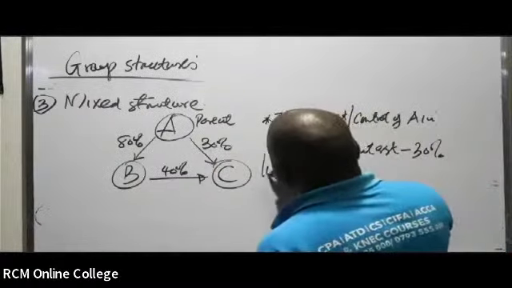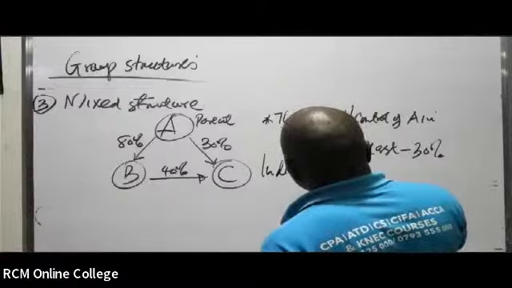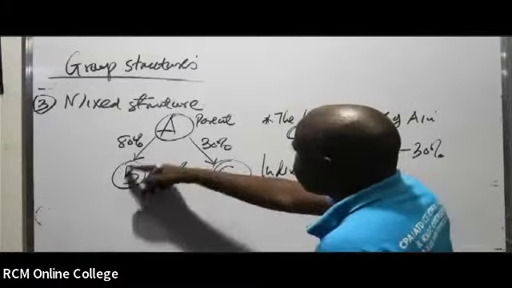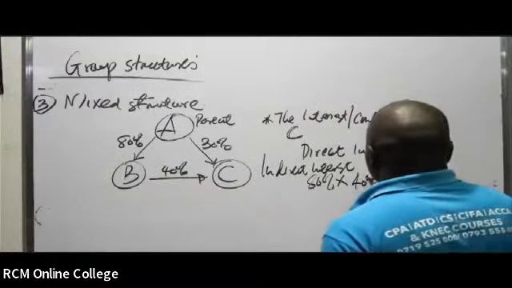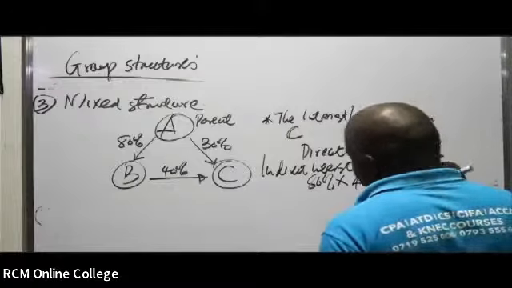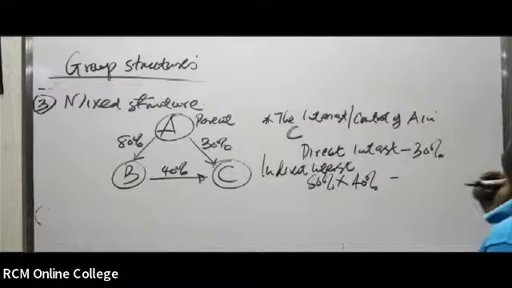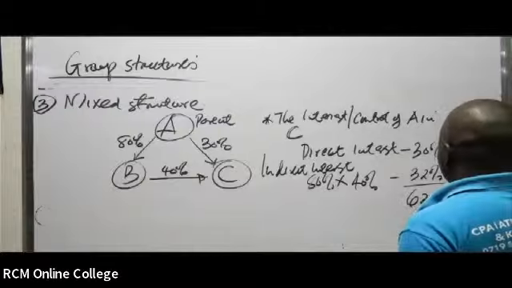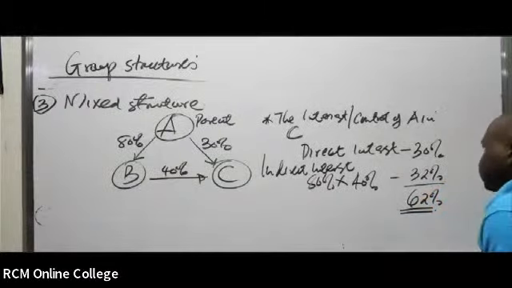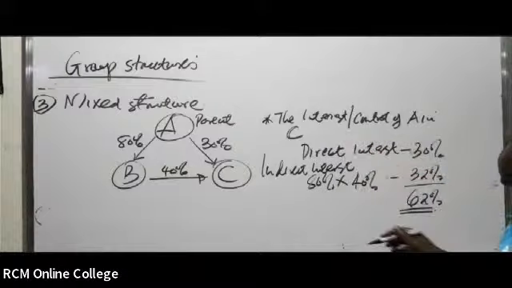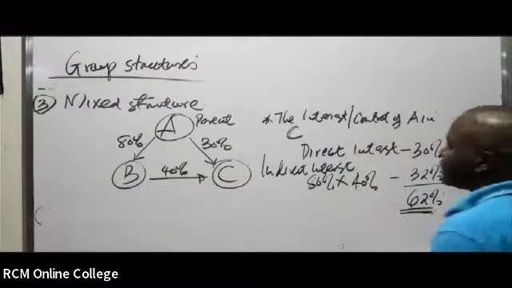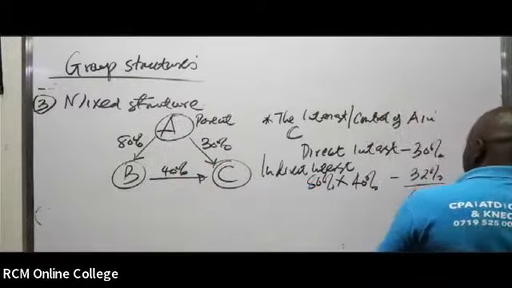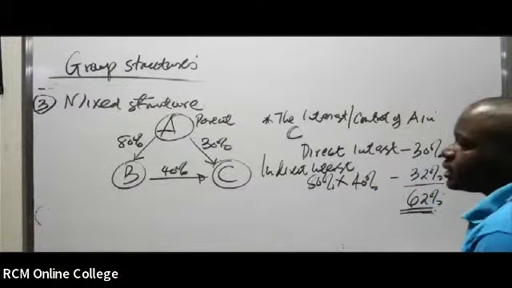But now the indirect interest goes through B. You multiply 80% by 40%, so it comes to 32%. And then in total, the interest of A in C is 30% plus 32%, which is 62%. The direct one is the 30%, the indirect one is 80% of 40%, which gives 32, and the total of the two comes to 62%.